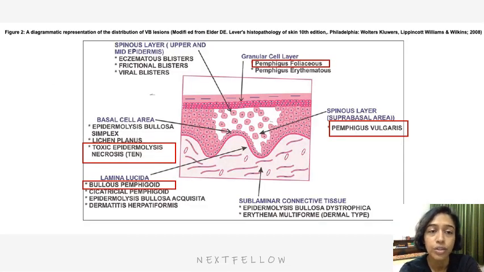Here now they reveal the common diseases again with the level at which the blister forms. The most superficial will be pemphigus foliaceus, causing flaccid blisters. Deeper down you have pemphigus vulgaris and toxic epidermal necrolysis, and the subepidermal blister would be bullous pemphigoid, which is a tense blister.